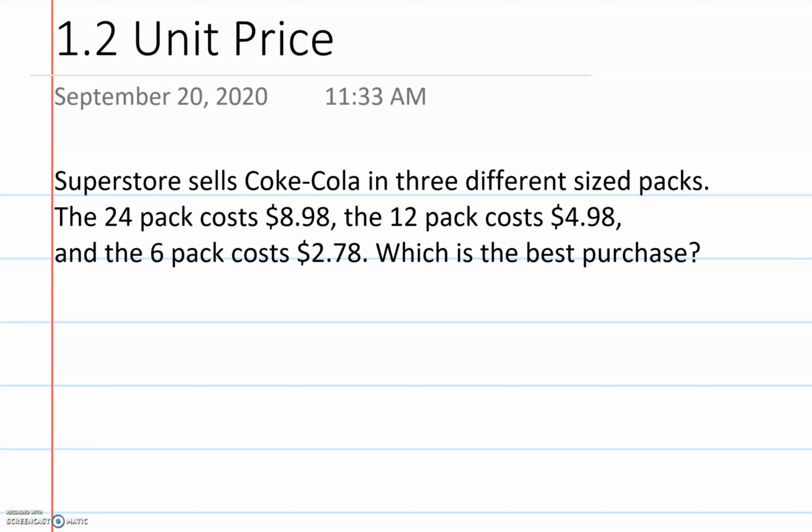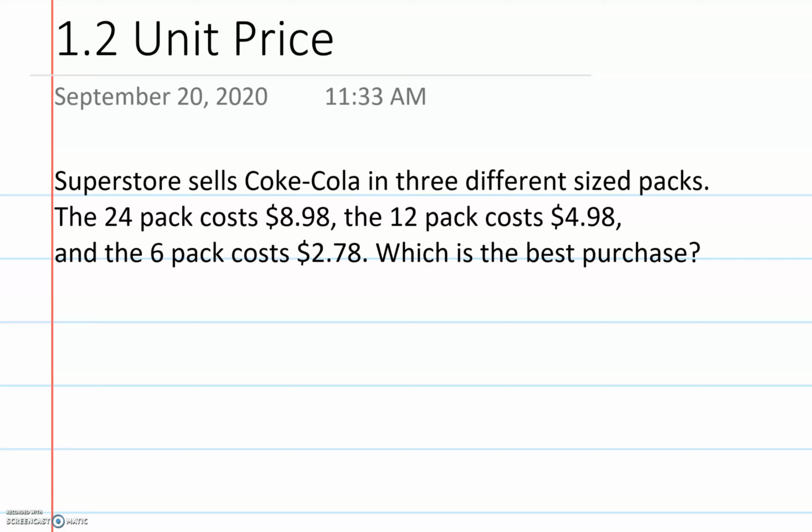So Superstore sells Coca-Cola in 3 different size packs. I looked these up. These are legit as of when I made this video. The 24 pack costs $8.98. So those are cans of pop. The 12 pack costs $4.98. The 6 pack costs $2.78. Which is the best purchase? So the question is, how much is it per can for each of these different price points?